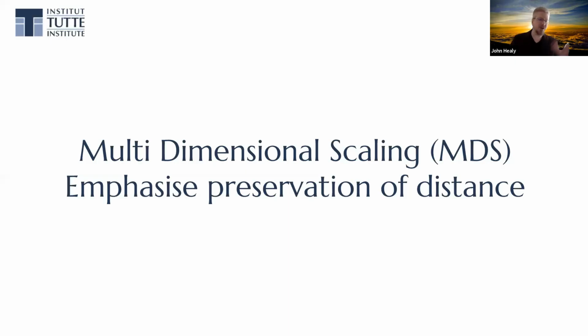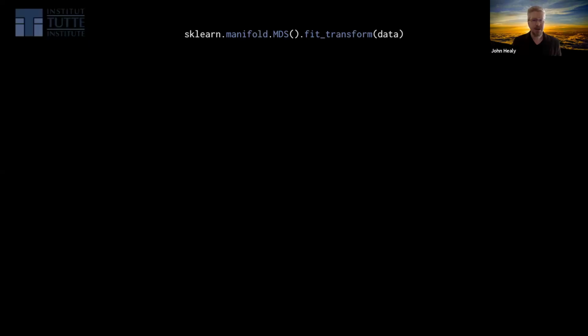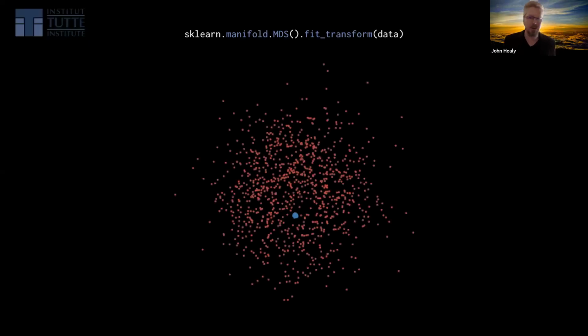Multi-dimensional scaling is another quite popular technique. It emphasizes the preservation of distances. This puts it very much in the same general camp as PCA, as can be seen from these sorts of results. That said, MDS won't always generate the same embeddings as PCA, but this very simple case shows that they're lining up almost perfectly.